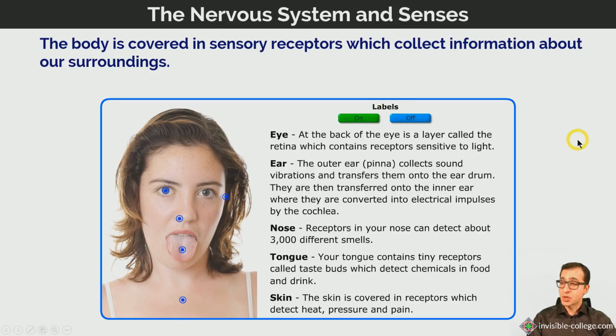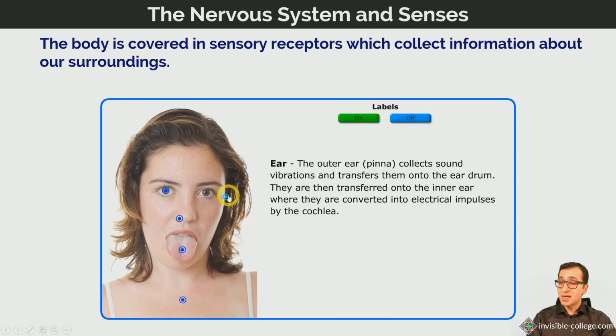I'm just going to turn these labels on. So we're going to be looking at the eye in a later lesson within this topic, but within the eye we have photoreceptors within the retina, specialized cells called rods and cones, which can detect light and then turn that into nerve impulses, which can then be interpreted by the brain.